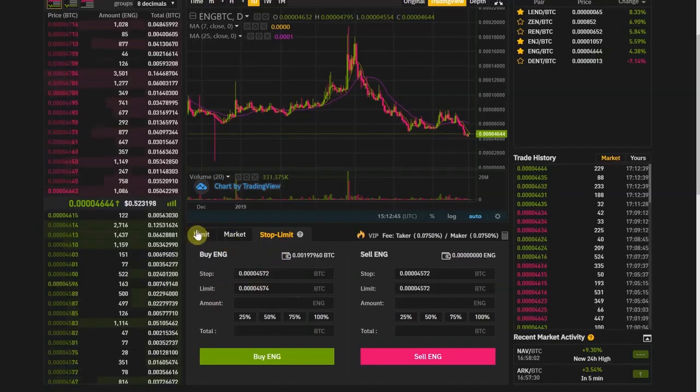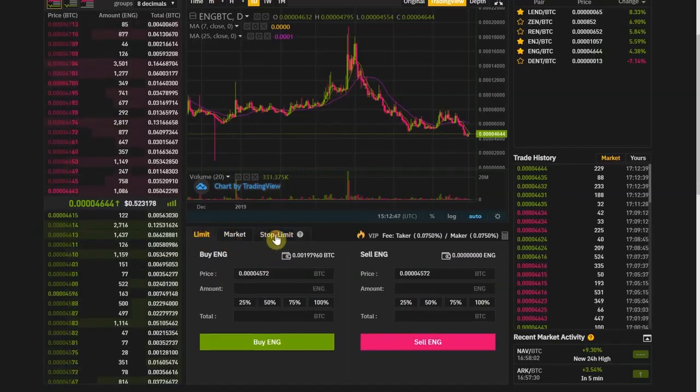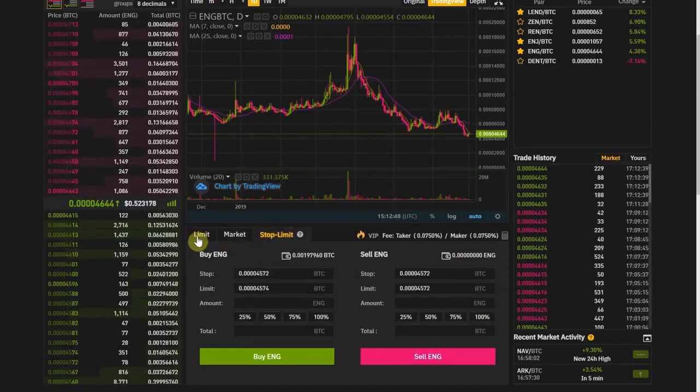So the only difference is that with the limit and the stop limit, you have to select a target, which is called the stop, and then you decide which limit order you want to place. And again, it's the same thing. It's even lower.